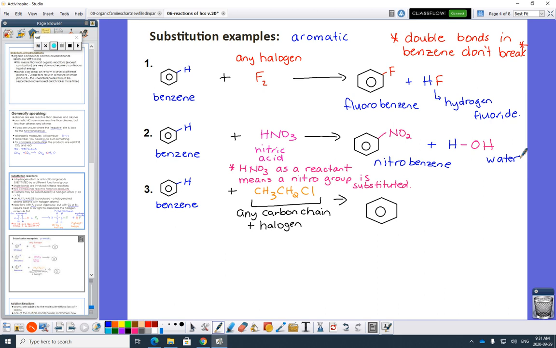Number 3 is the weirdest one because most students will want to put the chlorine on this benzene. And actually what happens is whatever the carbon chain is, in this case it's 2, usually it's like 3 or 4 practically, it wouldn't be humongous, but whatever the carbon chain is, that's what gets on the benzene.